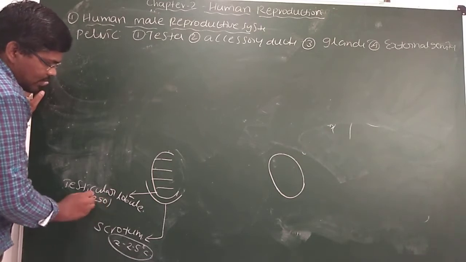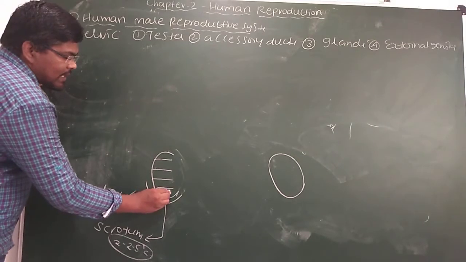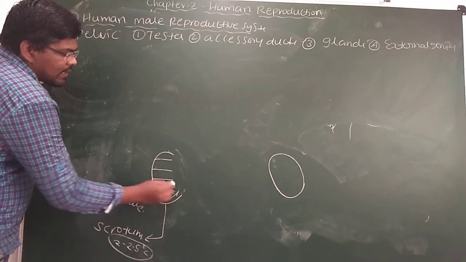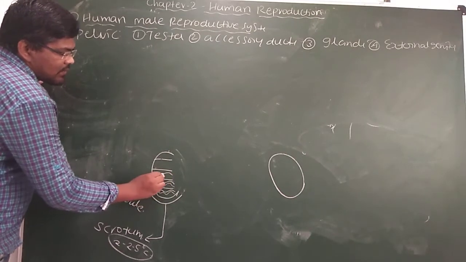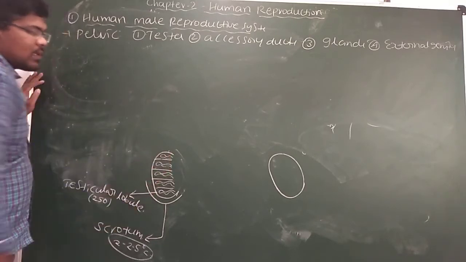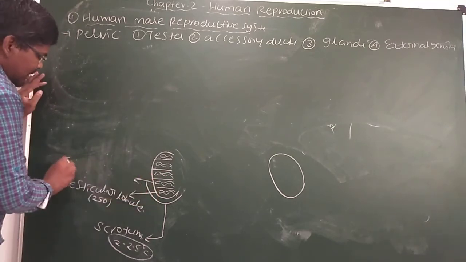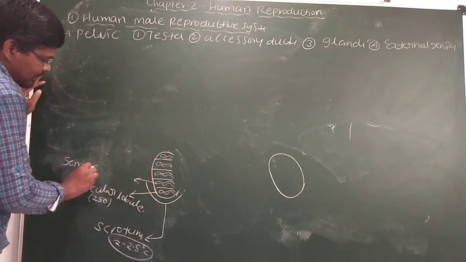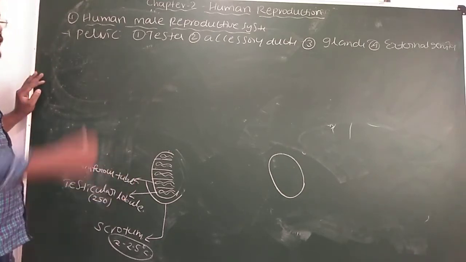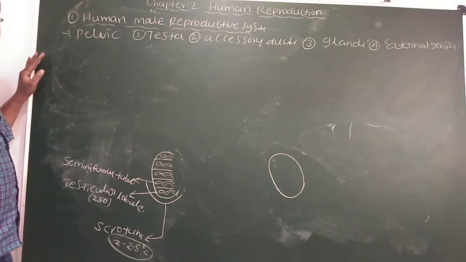Approximately 250 testicular lobules are present in each testis. Inside the testicular lobule, we can see 1, 2, 3 coiled seminiferous tubules. These are the seminiferous tubules. Here I am drawing only one seminiferous tubule, but each testicular lobule contains several seminiferous tubules. The function of testis is mainly the formation of sperms.